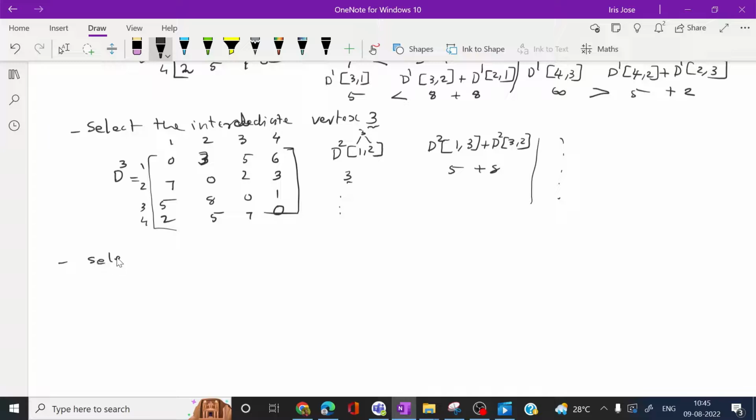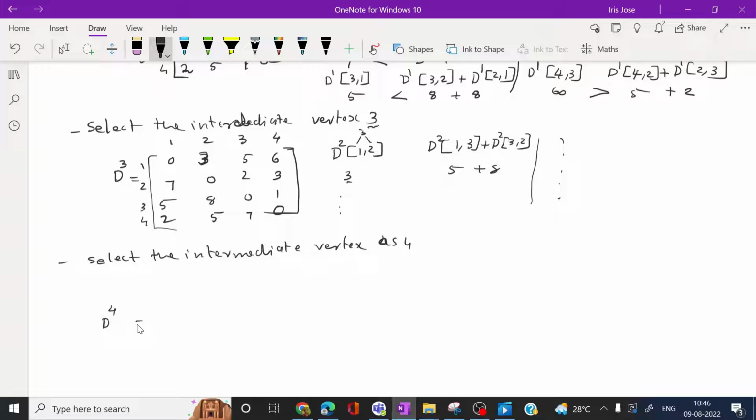Now in the next step what we have to select is the intermediate vertex. Select the intermediate vertex as 4. So here again this fourth row and fourth column. So now we will be writing. D3 is over. Now we have to write the D4.